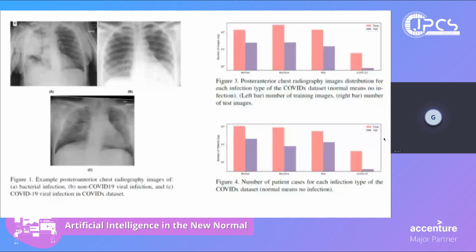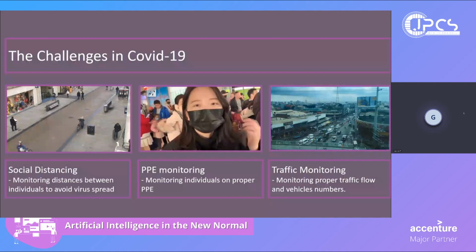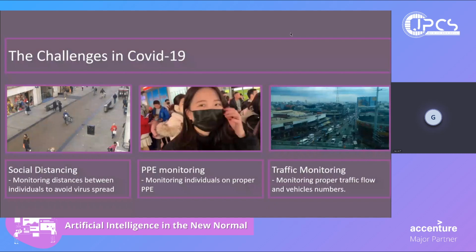Now, there are a lot of challenges, not only on the medical side, but also on the PPE side and the social distancing side that we're looking at. For example, in social distancing, people need to be monitored to see if they're keeping a proper distance right now. But based on what the OTR is saying, they're actually decreasing the distance, which is weird. But still, we need to look at the distance we have. There's also PPE monitoring, wherein if we're going to an establishment, we need to monitor the PPE. At the same time, traffic is also important right now because we need to analyze the traffic. These are just some of the challenges that we have.